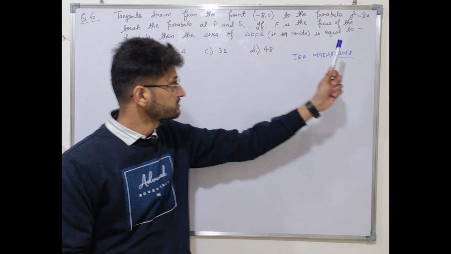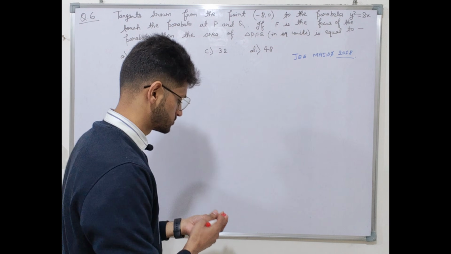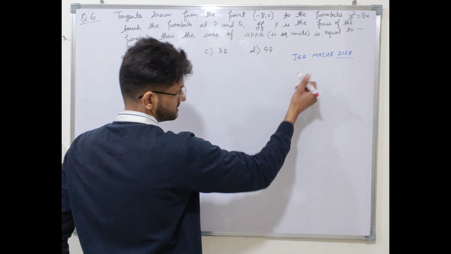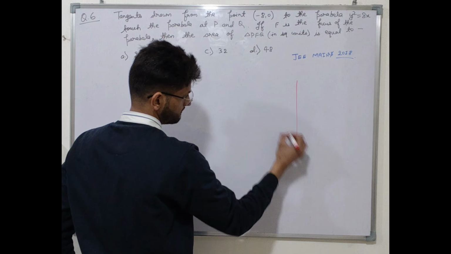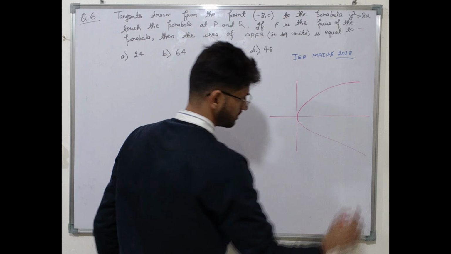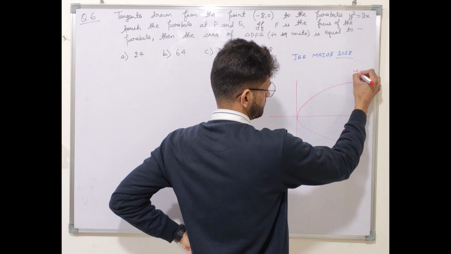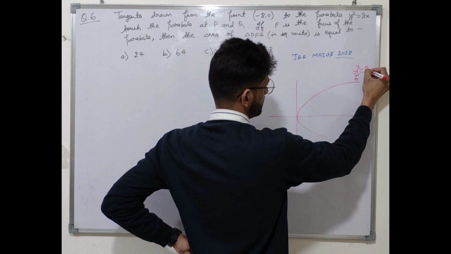If F is the focus of the parabola, then the area of triangle PFQ is equal to. So this was also asked in 2018. So let's see our question, our rough sketch: we have been given the parabola y square equals 8x. This is the equation of the parabola, y square equals 8x.